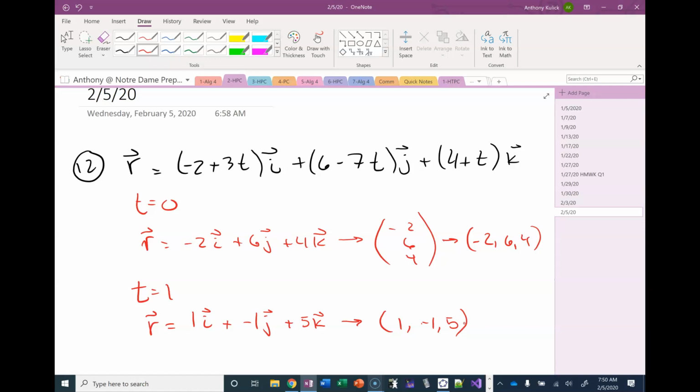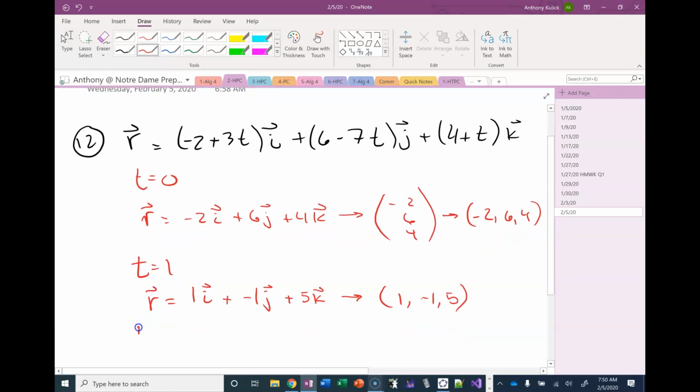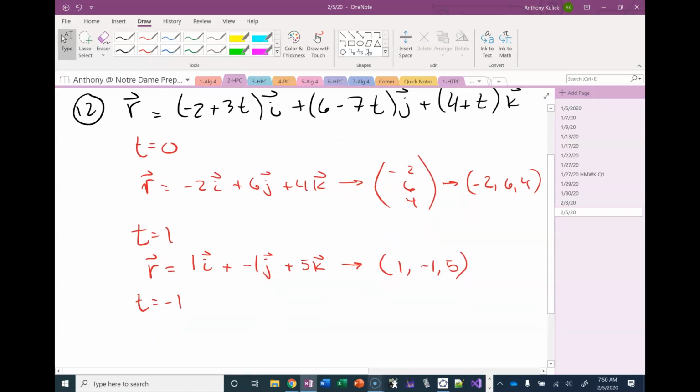Everybody okay there? And you don't have to pick just positives. You could pick negatives. So just for the sake of argument, maybe we pick negative 1. You could pick 2. You could pick 15. You could pick 175. You could pick 1.6. Any value of t is fine. So if I do that, I'd have negative 5i plus 13j plus 3k. So I'd have the point negative 5, 13, 3.